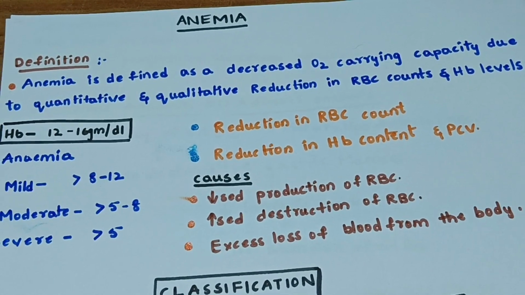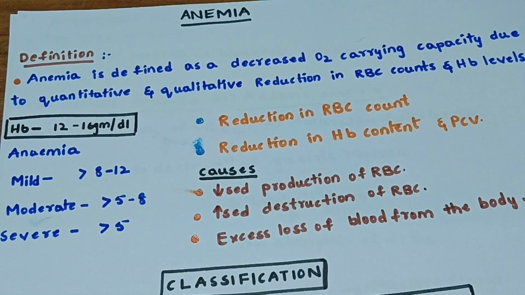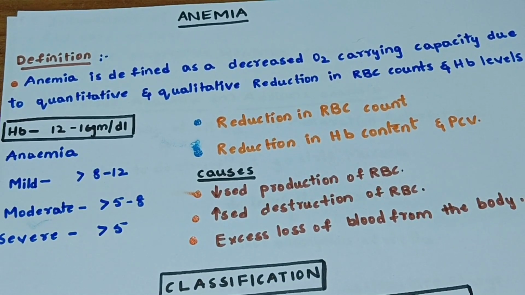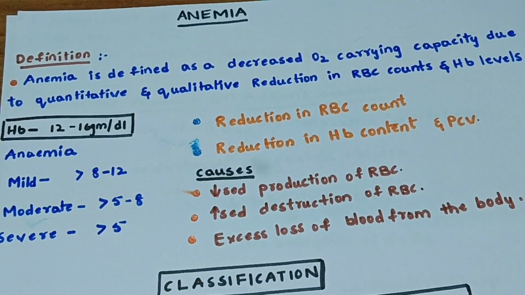So the normal RBC count is how much? It is about 4.5 to 5.5 millions. The hemoglobin content is 12 to 16 grams per deciliter. If there is a decrease in the hemoglobin content, it leads to anemia. If there is a decrease in RBC count, it leads to anemia. The symptom is anemia, where the oxygen carrying capacity is decreased.